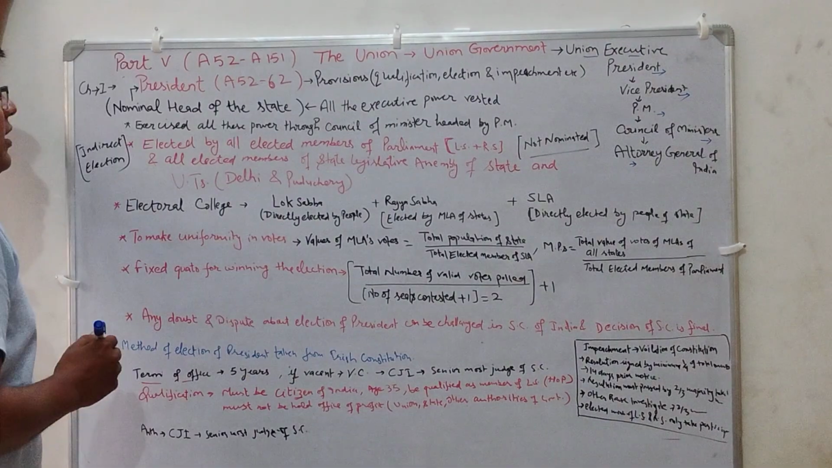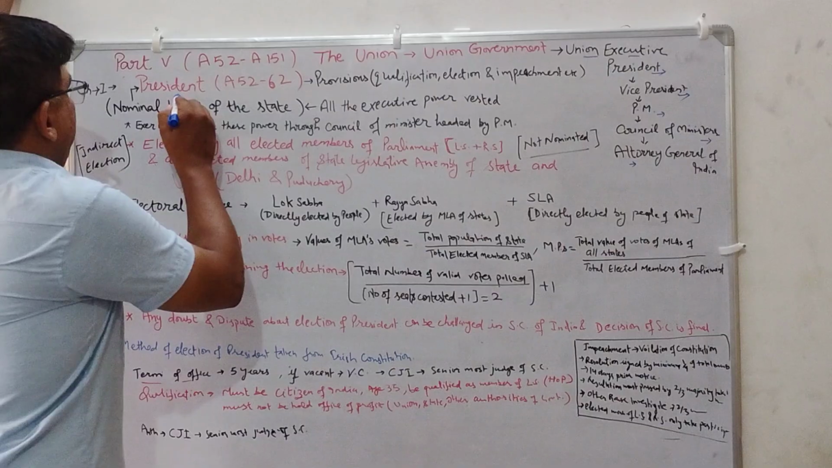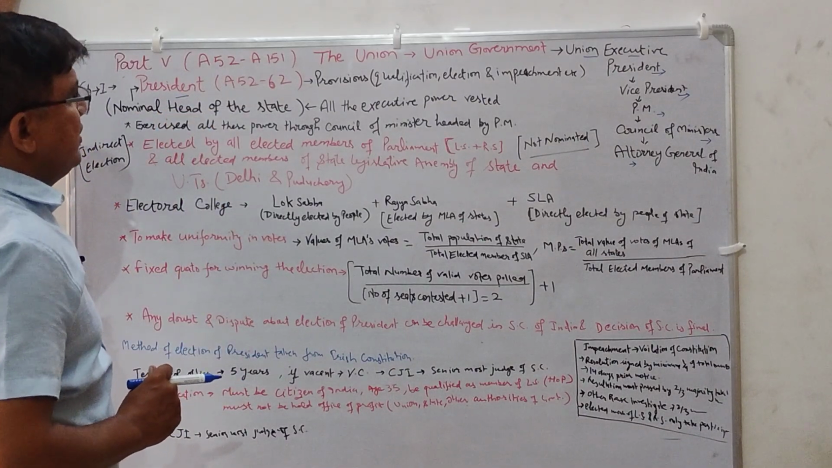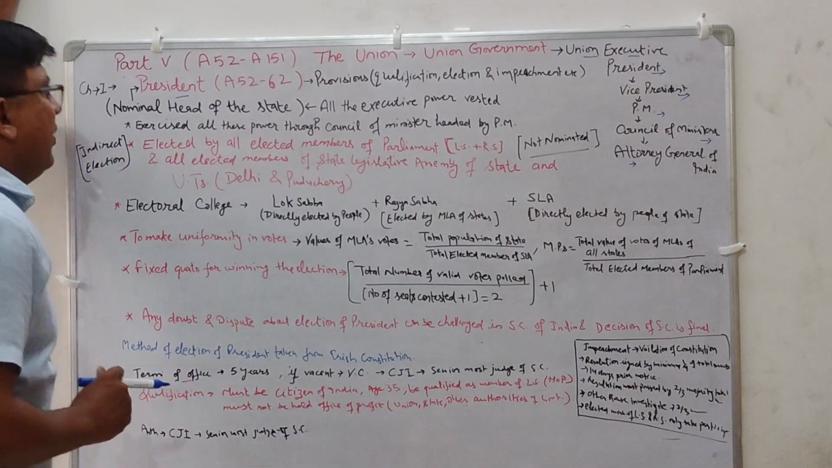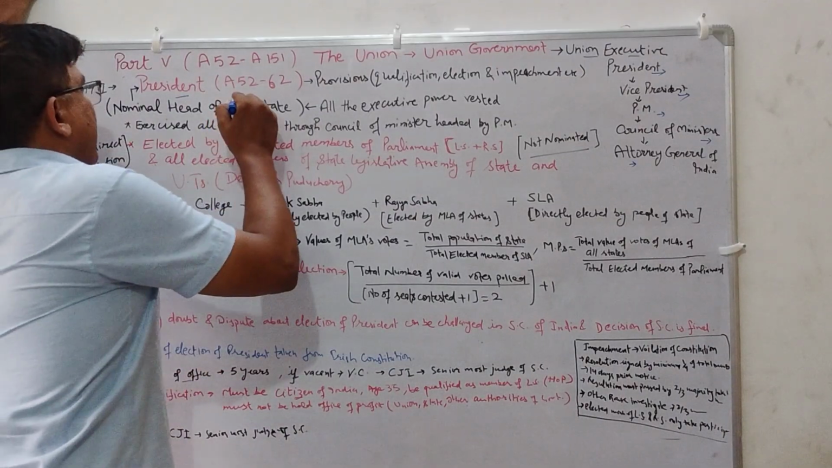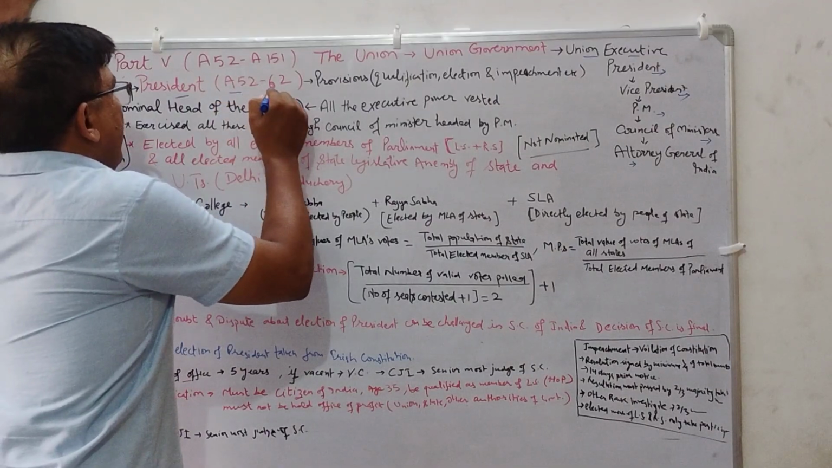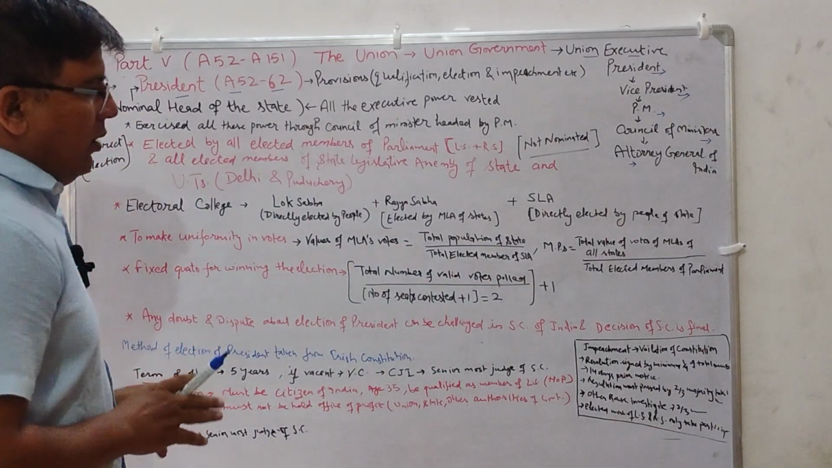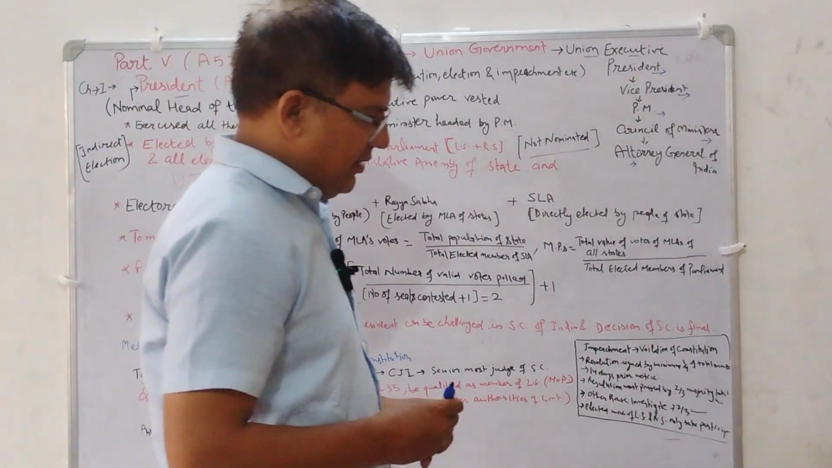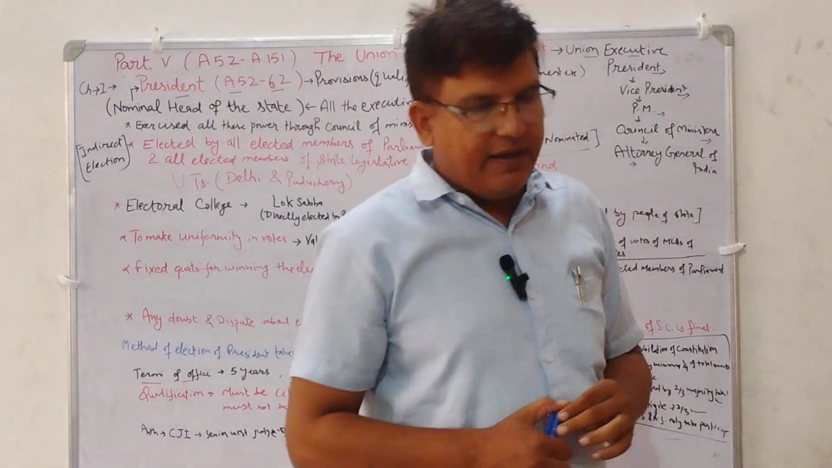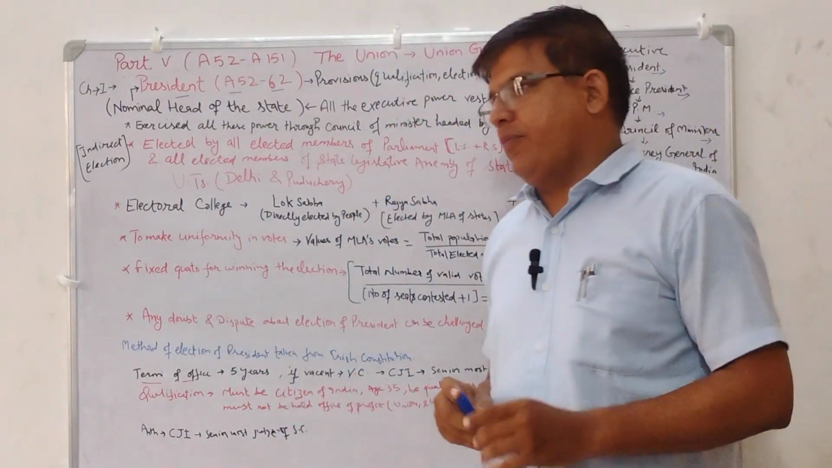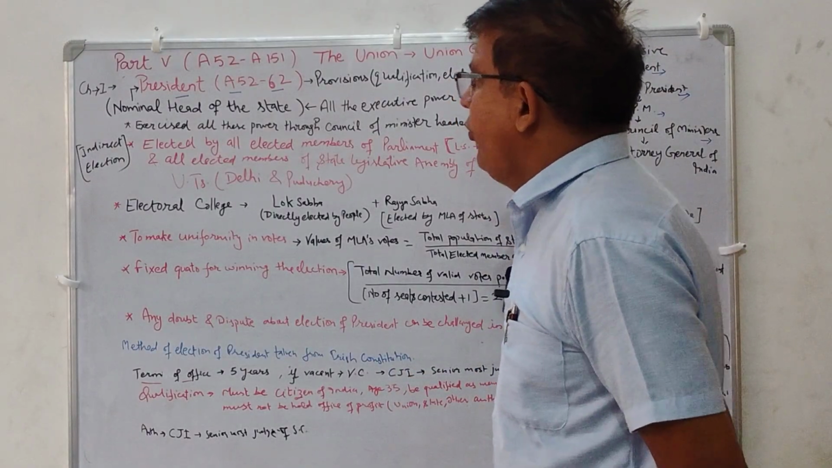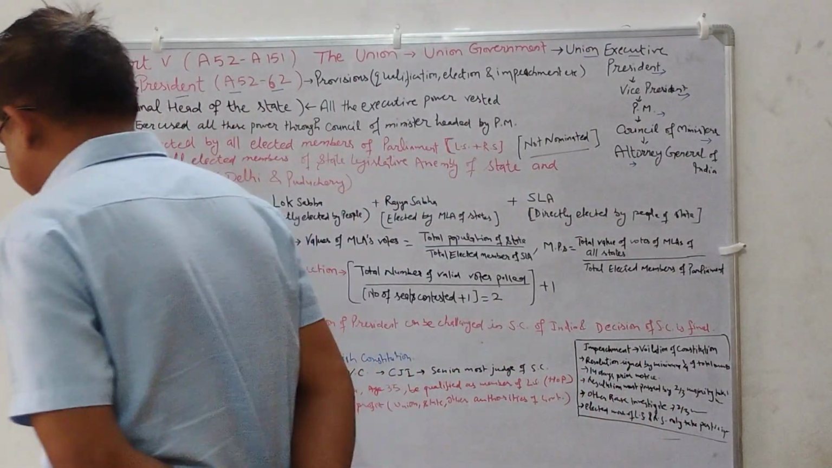In chapter one, we start with the President. All about the President, qualification, election, impeachment, etc., are given in Article 52 to Article 62. Who is the President? The President is an indirectly elected person who is the nominal head of the state.